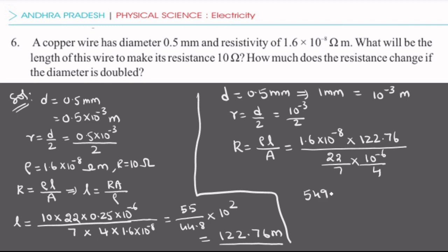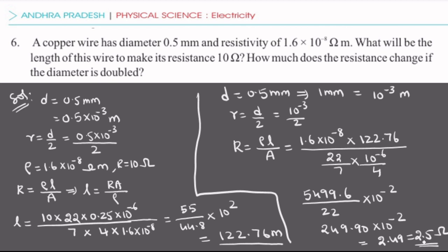5499.6 in the numerator, and in the denominator we get 22 into 10 to the power of minus 2. If you take the ratio of this and simplify, we get 249.90 into 10 power minus 2. So finally we get 2.49, and that is equal to 2.5 ohms. So this is the change in the resistance if the diameter is doubled. In this way we have to solve this problem.